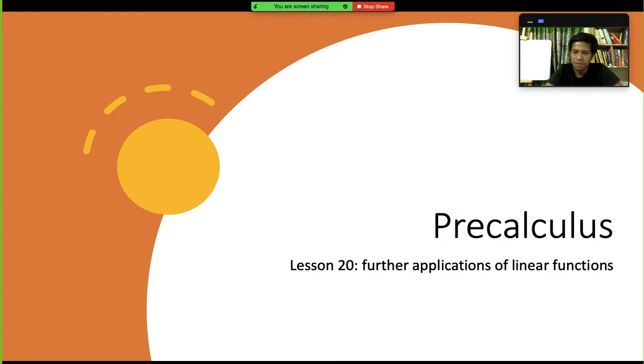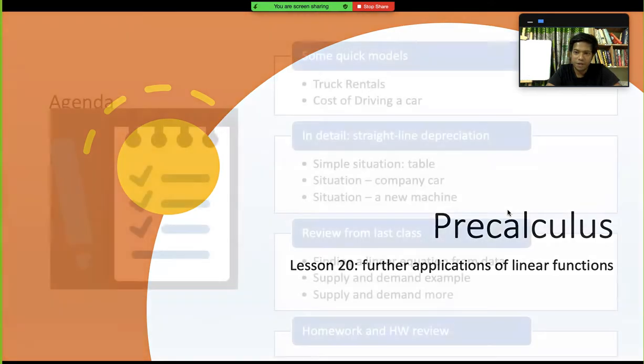This is lesson 20, further applications of linear functions. In this lesson we will try to extend our ideas for forming linear functions. From basic real life applications, we will try to make a couple of equations that will represent the real life situation. So let's look at the agenda.